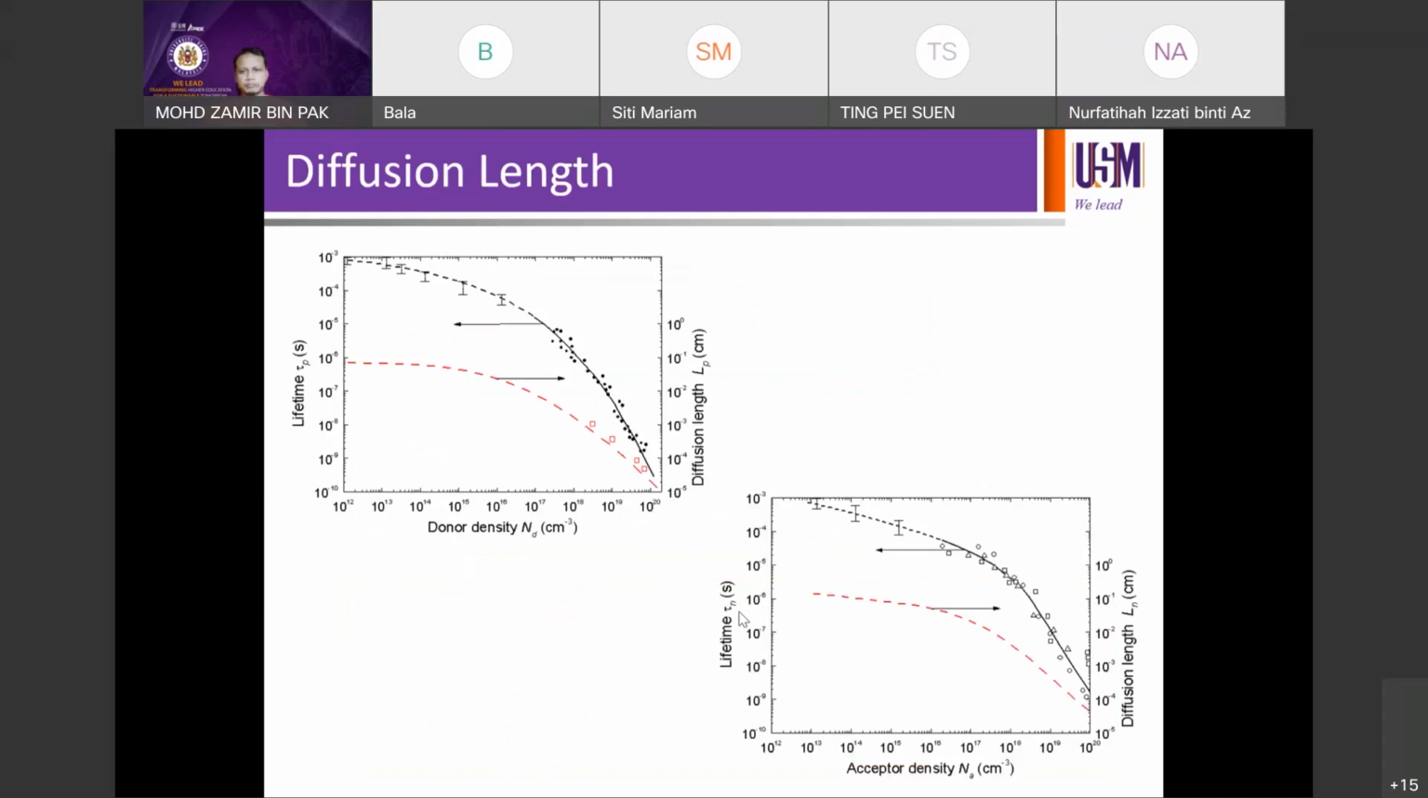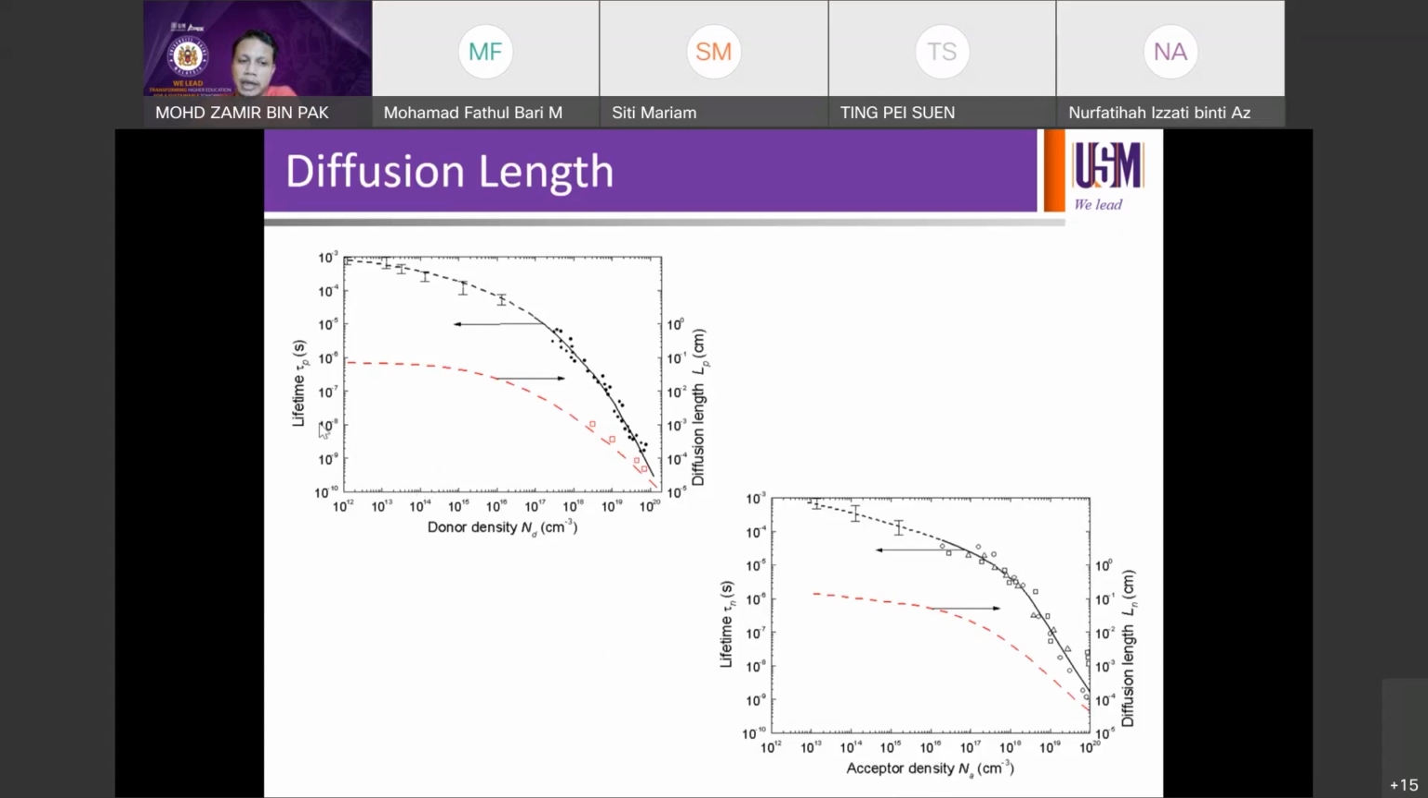For example, you can have a look at these two graphs. Let's have a look at the one on the top left. What you see here is donor density or doping level, if you like, on the x-axis, and the same thing is also true for the second graph, right? Acceptor. So this one is ND, you're talking about N-type. And the second graph on the right below is NA, P-type.